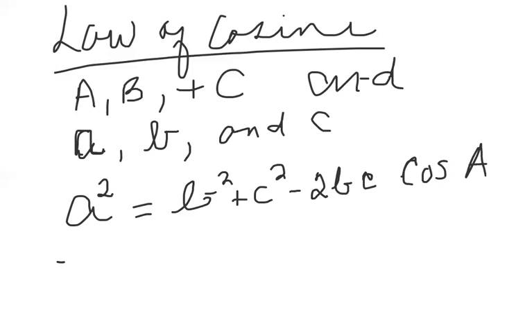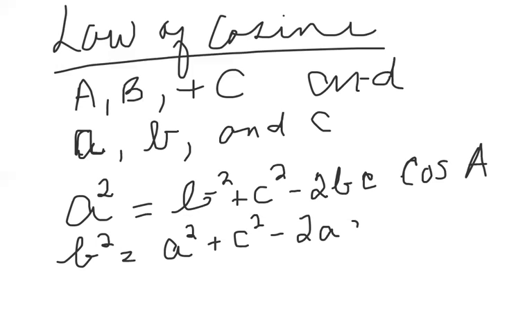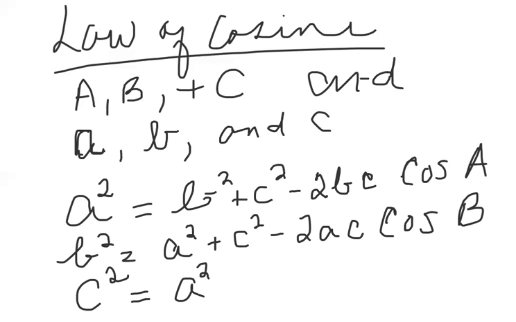Likewise, if we're looking for side b, we'll use the following formula. b squared is equal to the sum of the other two sides squared minus twice the lengths of those two sides times the cosine of angle B. And last but not least, if we are looking for the length of c, then we'd take the other two sides and square them, find the sum, minus twice the lengths of these two sides multiplied by the cosine of C.